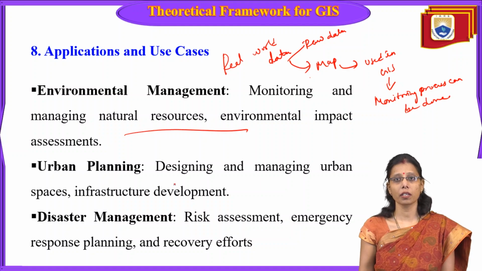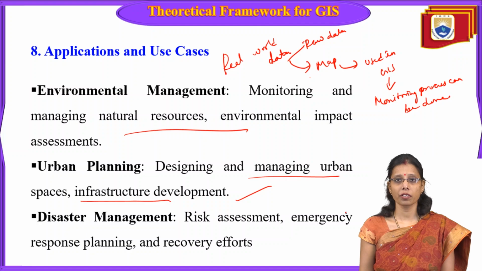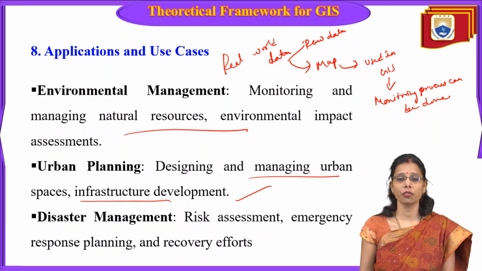Now you have urban planning. What is urban planning? Urban planning is designing and managing the urban spaces and infrastructure development. So while planning the urban areas, to be managed, different infrastructure developmental activities can be done. So what type of infrastructure? Road networks, railway networks, the construction of buildings, different kinds of residential areas, commercial areas, industrial areas. All that planning can be done through this theoretical framework when the data is converted from the real world to the map.